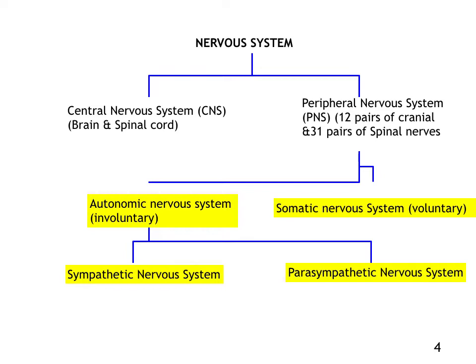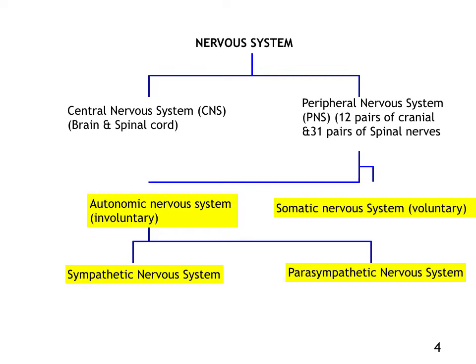Brain is present in the cranial cavity, and spinal cord, which is the continuation of the brainstem, is located in the vertebral canal. Whereas peripheral nervous system is made up of 12 pairs of cranial nerves and 31 pairs of spinal nerves. Can you name the 12 pairs of cranial nerves?